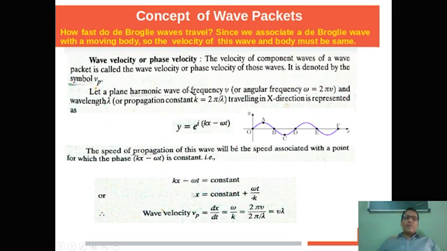Then let's convert this x position in terms of velocity. So we differentiate this with respect to time, and we have dx by dt. This is represented by vp, the wave velocity termed as phase velocity. So dx by dt is equivalent to omega by k. When we put omega equal to 2 pi nu and k equal to 2 pi by lambda, finally we have the phase velocity vp equal to nu multiplied by lambda.